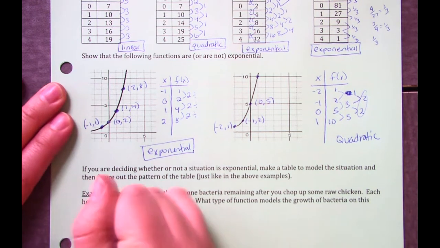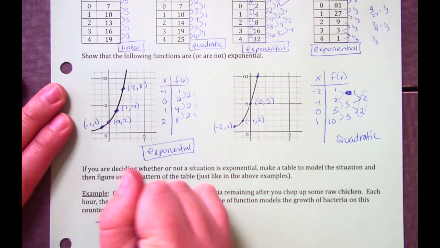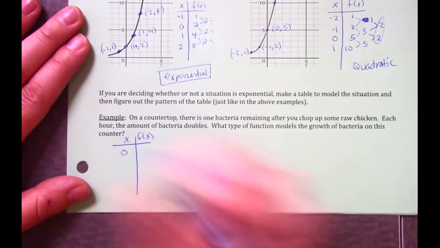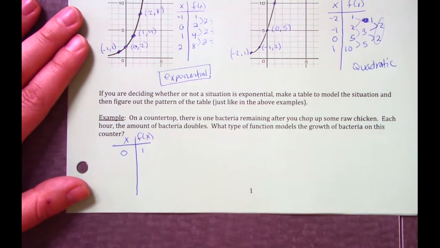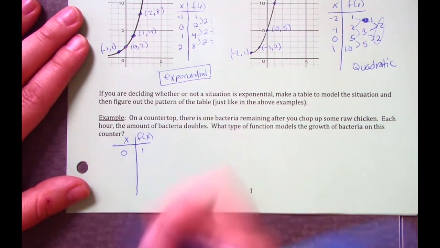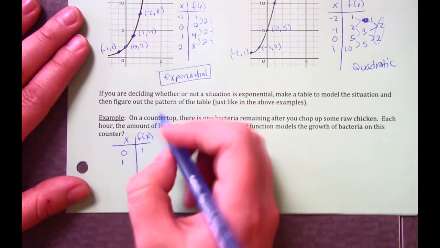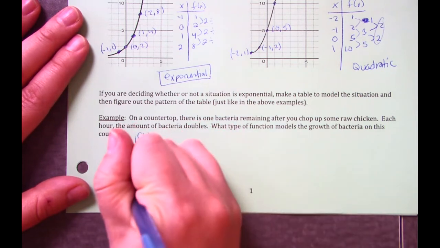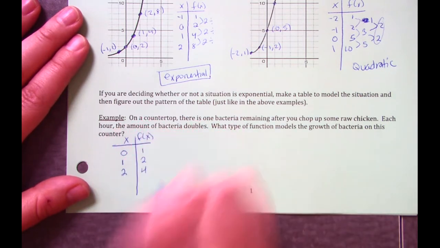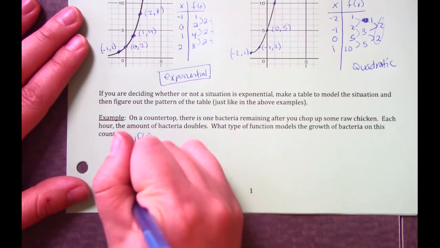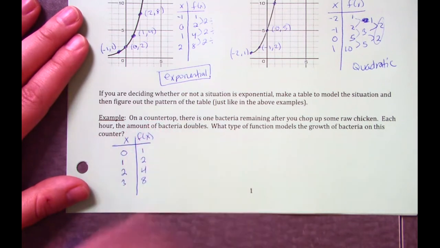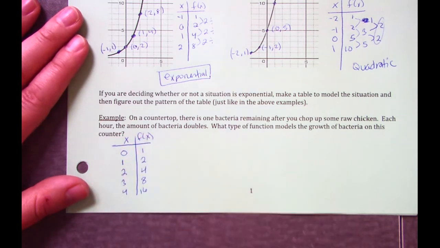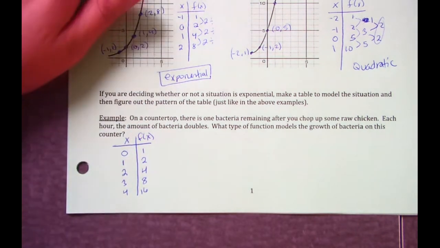So, f of x. At the beginning, we start with 1 bacteria. Then it doubles every hour. So after 1 hour, there are 2 bacteria. After another hour, now that's doubled, now there's 4. After another hour, now that's doubled, so now there's 8. After another hour, there would be 16, and so on. So let's see what kind of pattern this is.